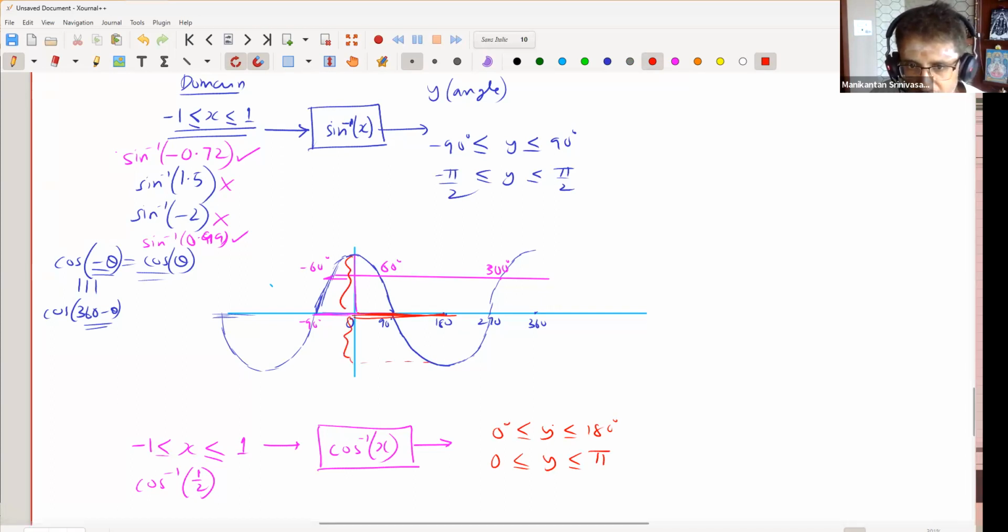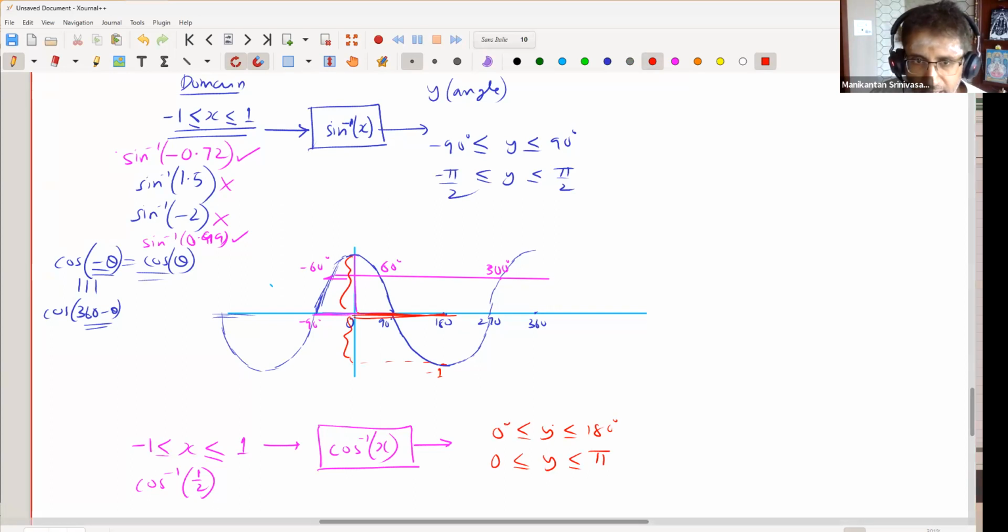So if I'm given -1, I know the answer is 180. If I'm given plus 1, the output is 0. Cos inverse of 1 is 0. Cos inverse of -1 is 180 degrees. Cos inverse of 0 is 90 degrees. Cos inverse of half is 60 degrees. Like that, I can keep answering any cos inverse as long as that input is between -1 and 1. Okay, all of you good on this?